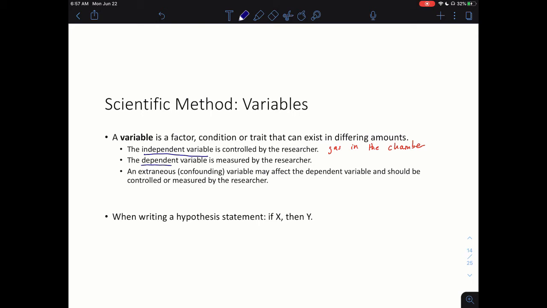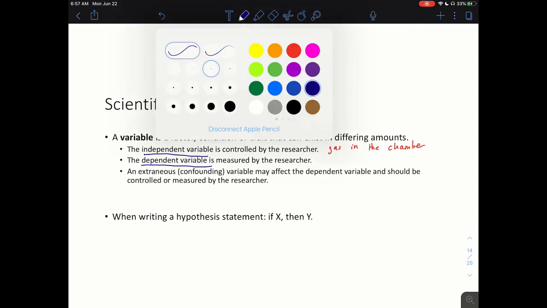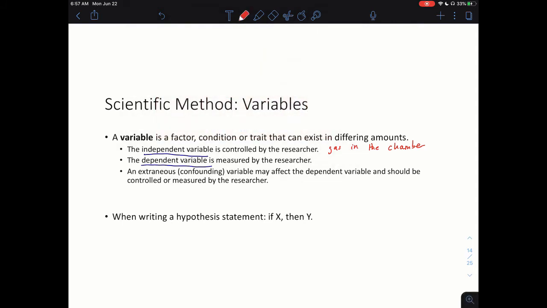The dependent variable is measured by the researcher. What did I measure in my thought experiment? Yes, so I measured whether or not the white powder was formed. Typically, the researcher thinks that the independent variable is affecting the dependent variable, and they're looking for a correlation between those variables.